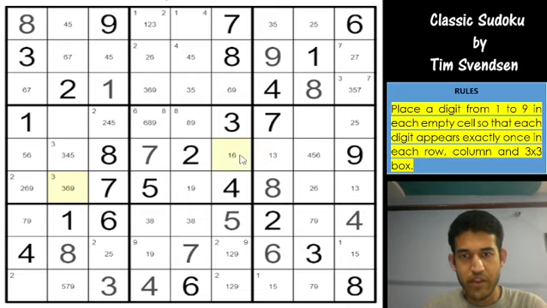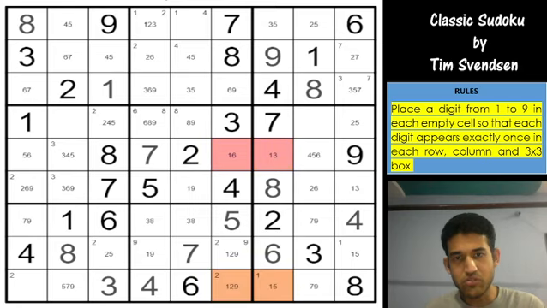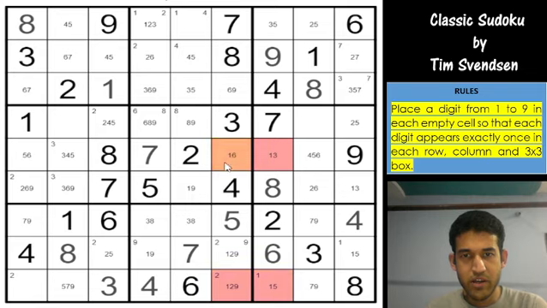So 1 in row 5 can only go into these two cells, and 1 in row 9 can only go into these two cells. So we are getting an X-wing pattern here. If one goes here, then one goes here, and if one goes here, then one goes here, which means this is not a 1. So that's a 2 and 9.